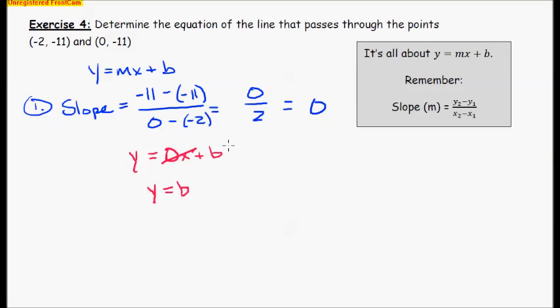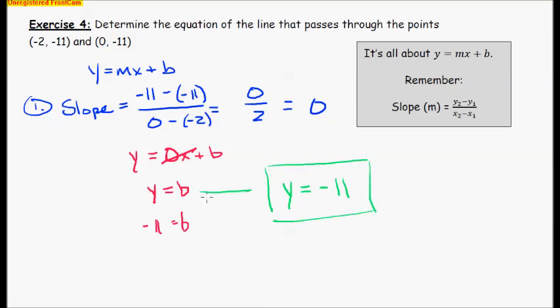Well, how am I going to figure out what the b is? I can do the same thing. I can take either one of these and plug in what the y value is. Look, both of them have the same y value. So b must be negative 11. That means that y equals negative 11. That is my equation. I took it right from there and I just plugged in the b.